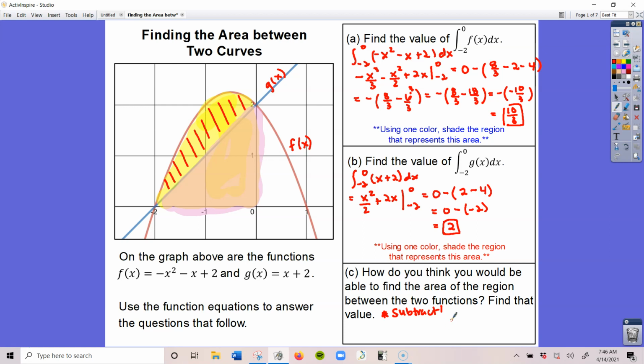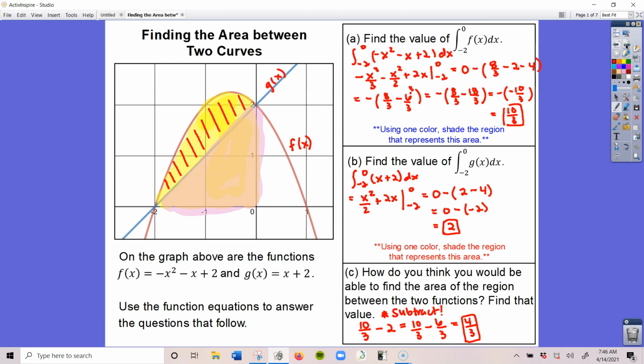In order to find the area between two curves, what we do is we subtract the higher area minus the lower area. So we do the 10 over 3, because that's the area for f of x, minus the area for g of x, which is 2. And we end up with 10 over 3 minus 6 over 3, which is equal to 4 over 3. And that would be the area between those two functions.